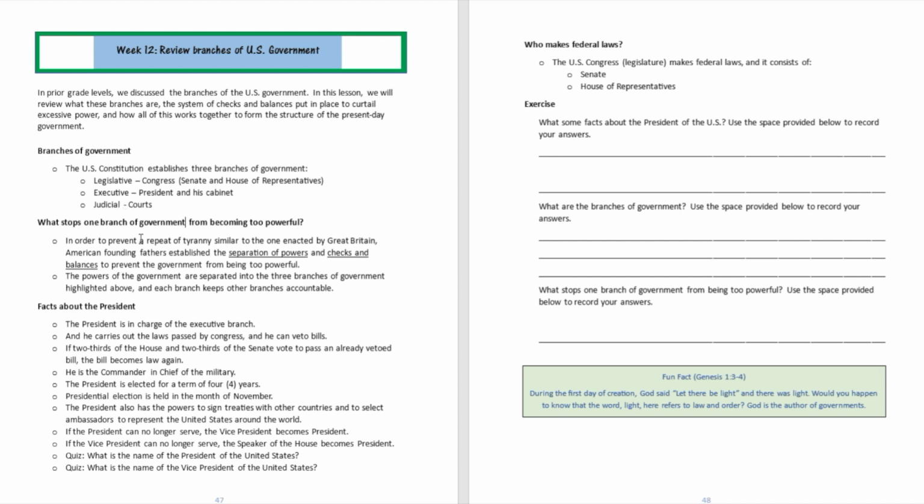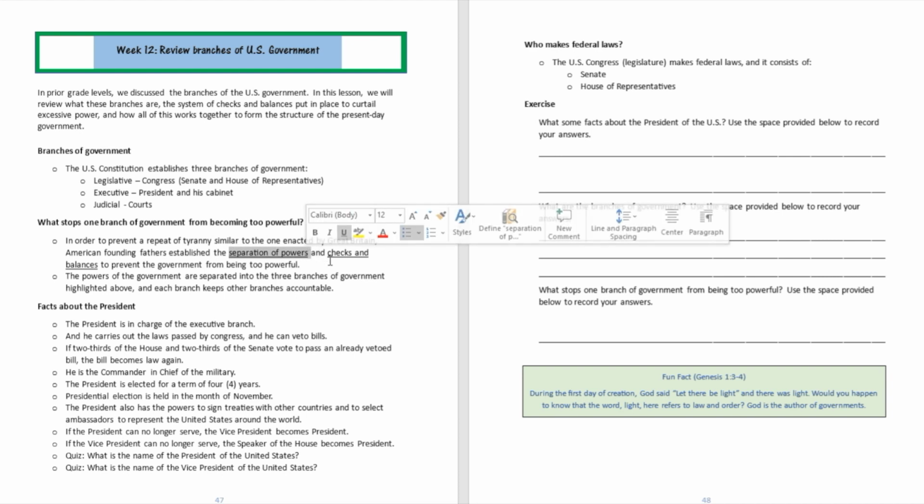What stops one branch of government from becoming too powerful? Well, in order to prevent a repeat of the tyranny similar to the one enacted by Great Britain, American founding fathers established the separation of powers and checks and balances. So those 2 terms are going to be really important to understand what keeps one branch of government from being too powerful and getting out of control. They created these 2 terms called separation of powers and checks and balances.